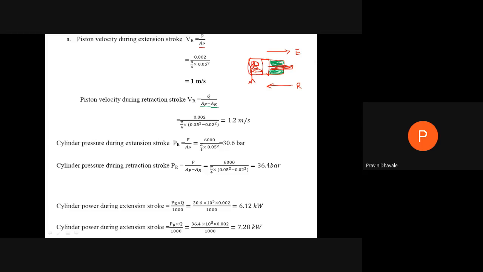Hello, are you there? Yes, sir. Understood? Understood. How to calculate the piston velocity during the extension stroke? Write down this first. Piston velocity, how to calculate during the extension stroke? Write this formula. And during the retraction stroke, write this formula. Complete the calculation up to this.